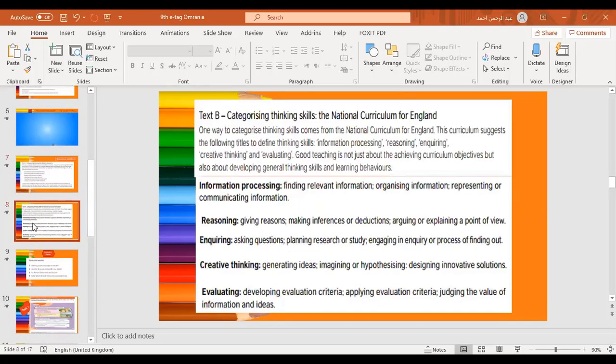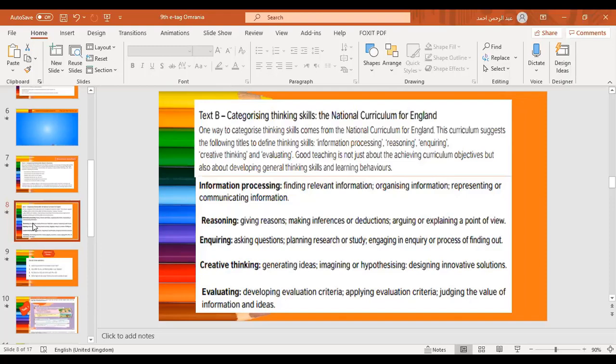Categorizing thinking skills, the national curriculum for England. This is another way. One way to categorize thinking skills comes from the national curriculum for England. This curriculum suggested the following titles to define thinking skills.